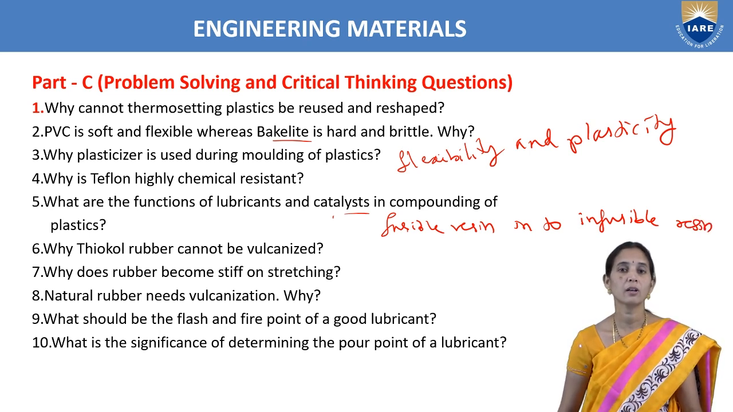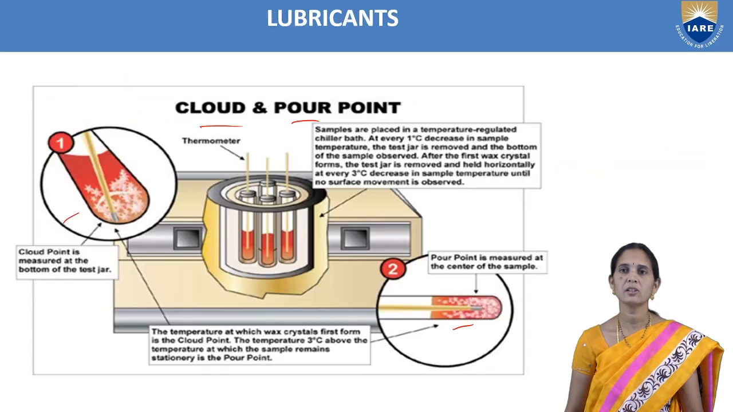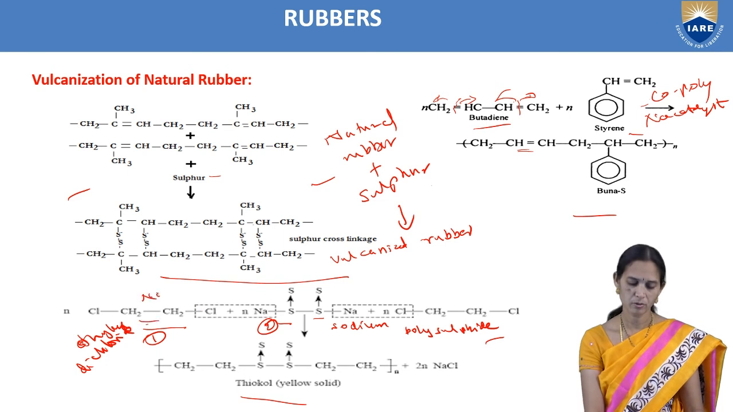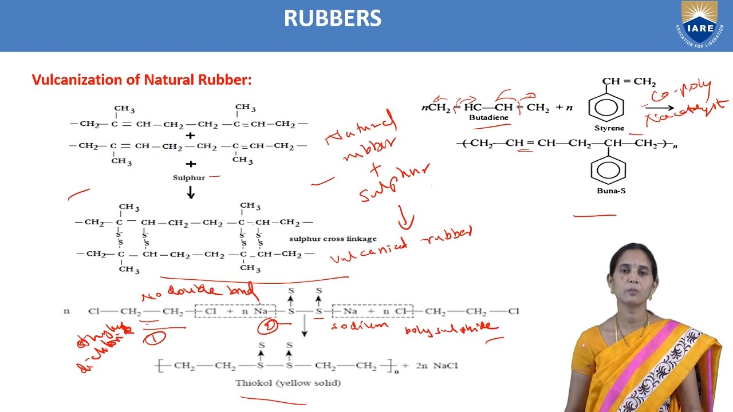Why can thiokol not be vulcanized? Because here there is no double bond between carbon and carbon. So it does not undergo the vulcanization process.